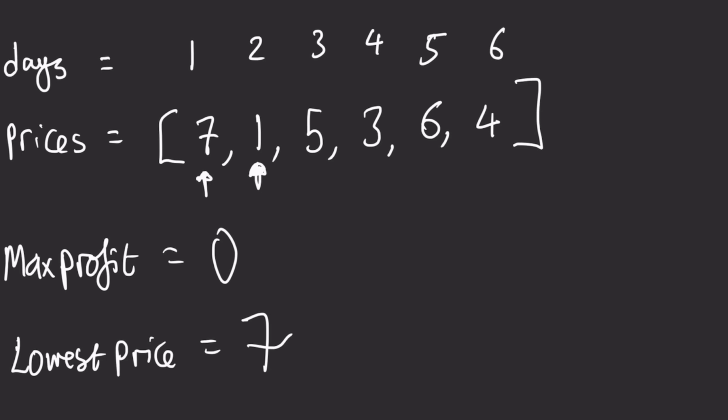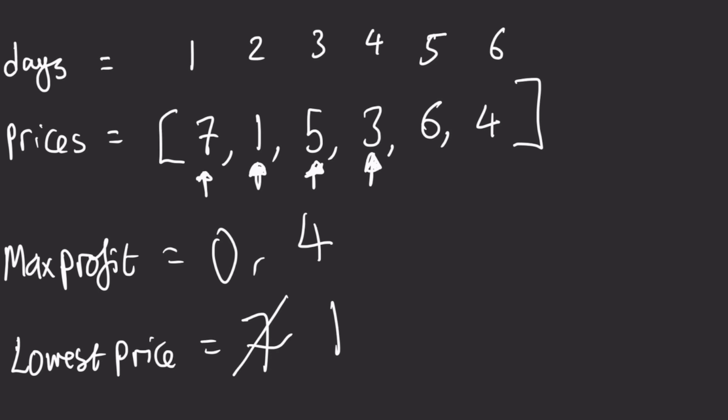And the lowest price here is 1. So now we're no longer going to be buying on day 1. We're going to be buying on day 2 now because it's a lower price. Now we're going to move on to day 3. If we sold on day 3, having bought on day 2 now, we're going to make a profit of 4, right? And the lowest price doesn't change.